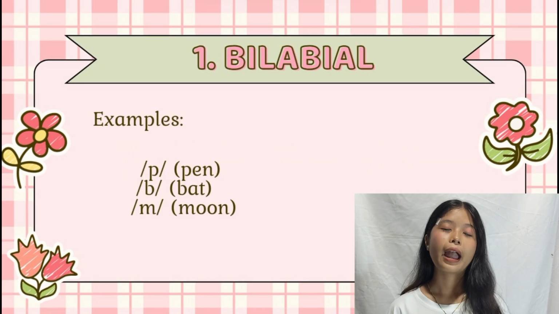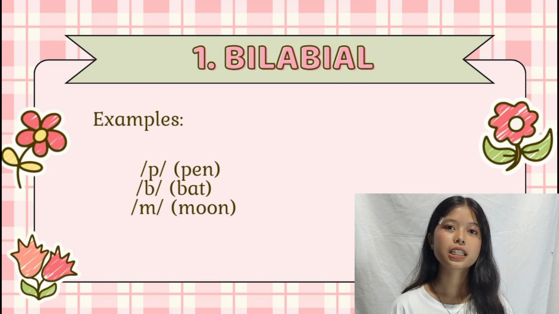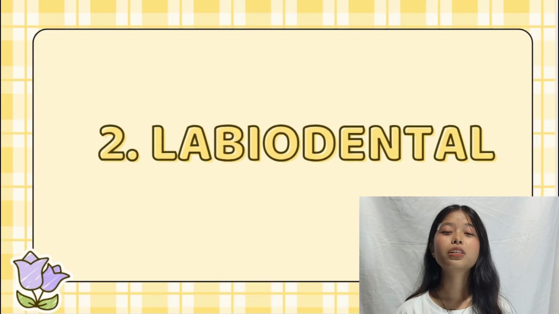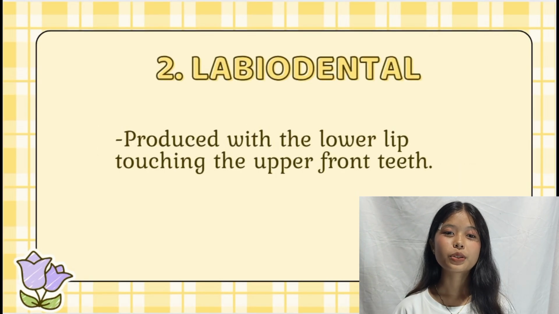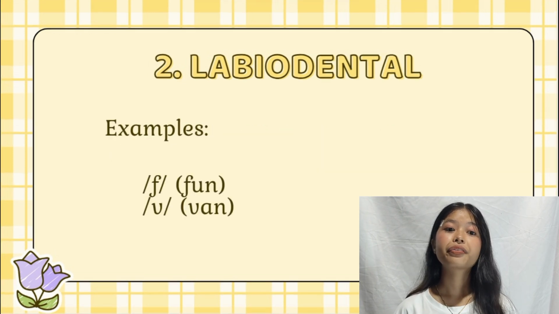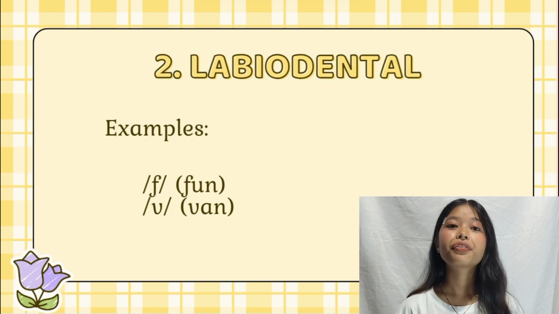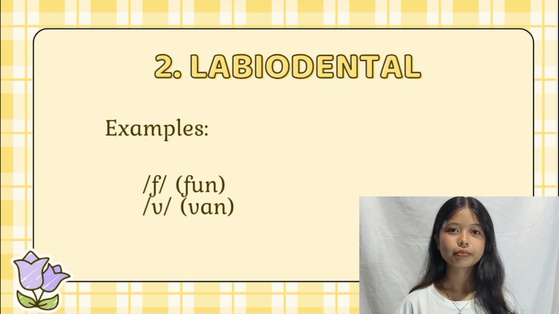For example, P for pen, B for bat, M for moon. The second one, we have labiodental, produced with the lower lip touching the upper front teeth. For example, F for fun, V for van.